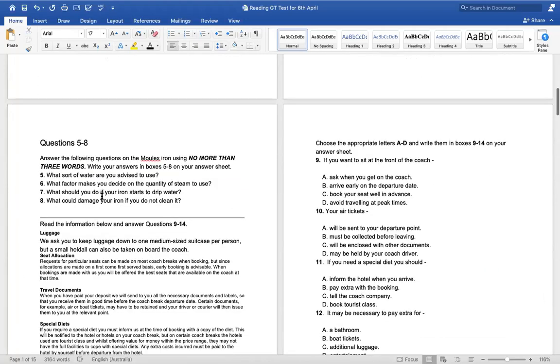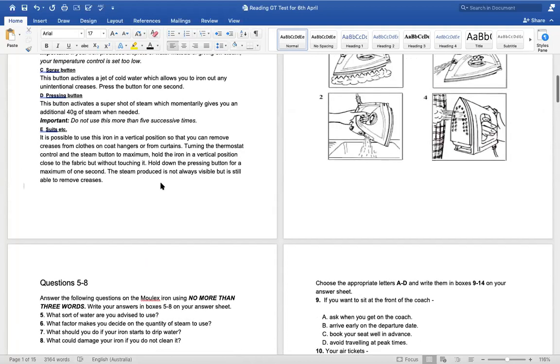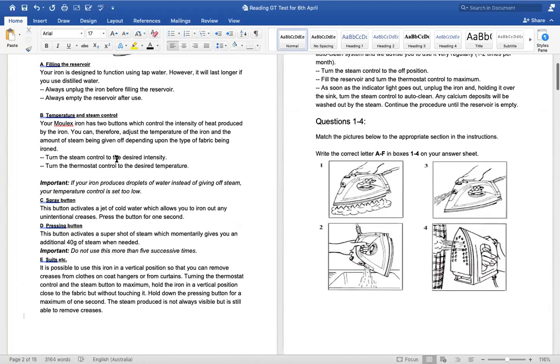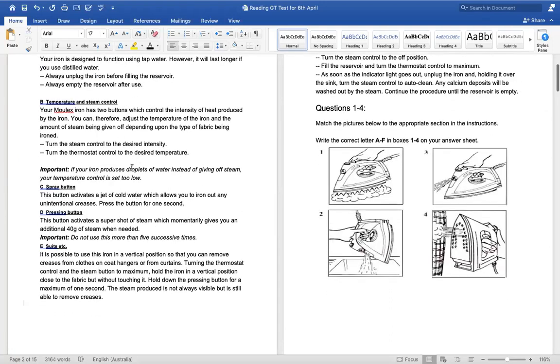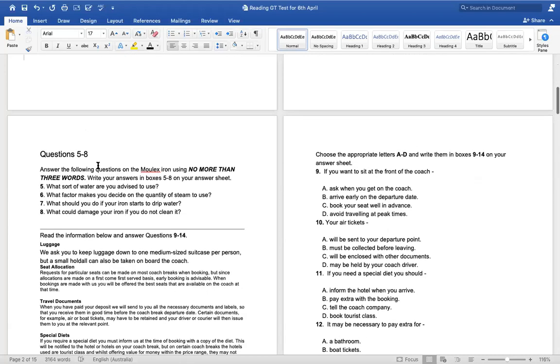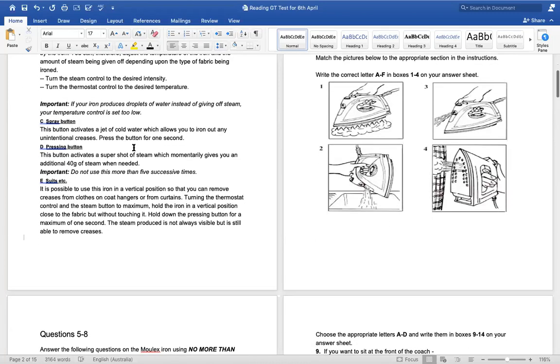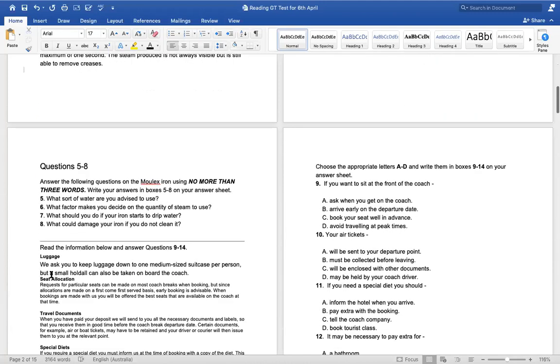Let's look at that answer. What should you do if your iron starts to drip water? So it shows here, right? It has 2 buttons which control the intensity of heat. So you can adjust the temperature of the iron and the amount of steam given off by turning the temperature. If it's producing droplets of water, then your temperature control is set too low. So we have to increase it because it's giving out water because it's low. I think changing temperature or temperature control is also correct. Increasing temperature is also right.